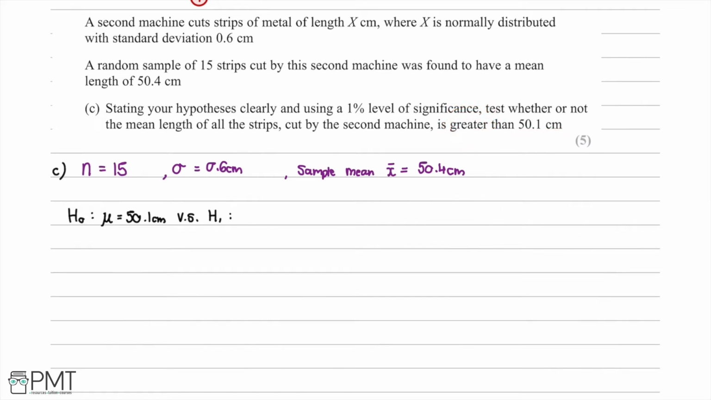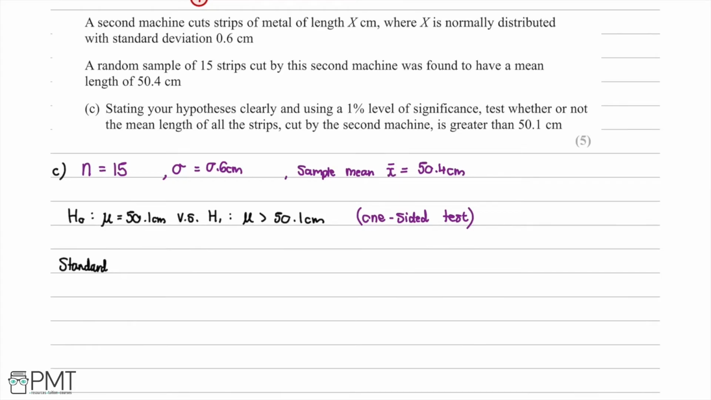So therefore, this is going to be a one-sided test where we test to see if mu is greater than 50.1 centimeters. Just write in here, it's a one-sided test. So before we write out how a random variable is distributed, we need to take into account the standard error of the mean. So this time, instead of using standard deviation in our distribution, we need to use standard error of the mean. This is since we're dealing with a distribution of sample means.